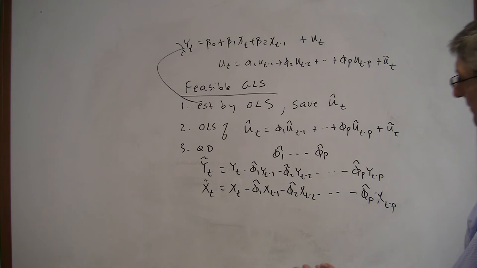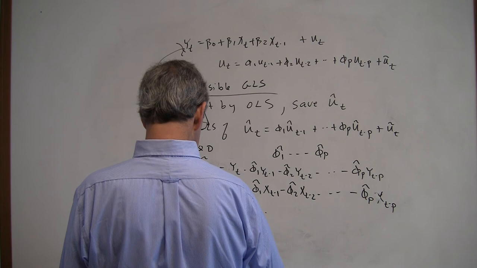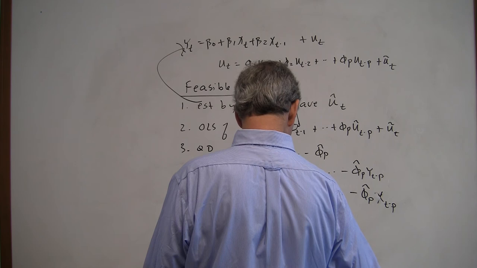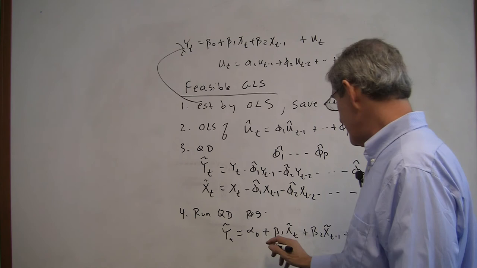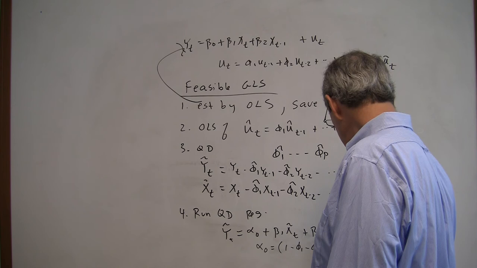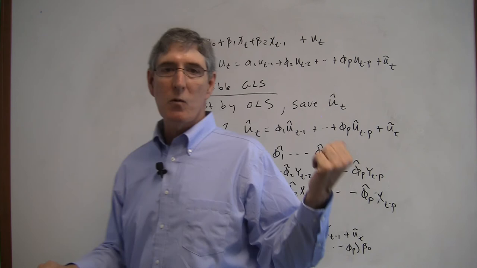And then the final step is to run the quasi-difference regression using OLS. This thing, y tilde t is alpha naught plus beta 1 x tilde t plus beta 2 x tilde t minus 1 plus u tilde t. The only thing here, though, is that alpha 0 will be a little bit different. It'll be 1 minus phi 1 minus phi 2 minus phi p times beta 0. But you have estimates of all those from this step. And then you could iterate. That's the one-step procedure. You could iterate for the Cochrane-Orcutt procedure as well.